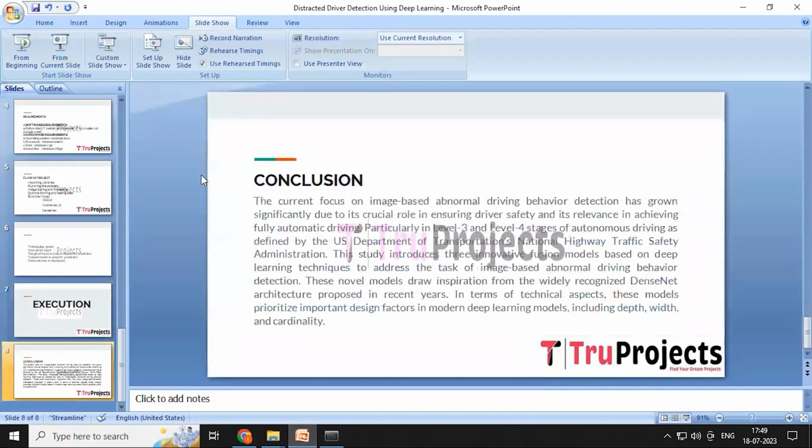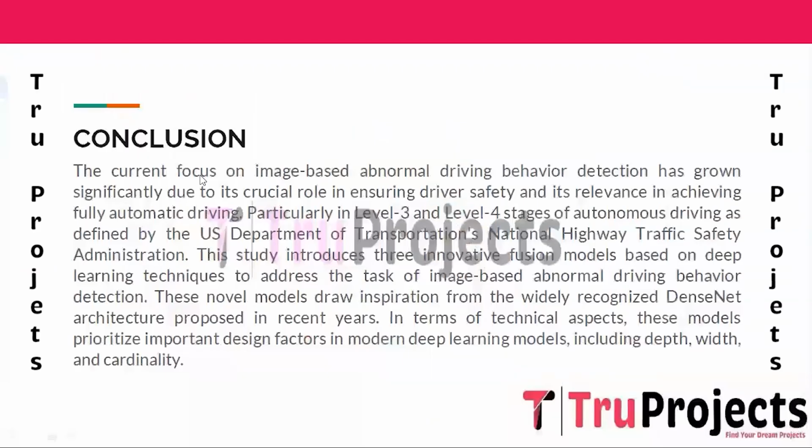And in conclusion, the current focus on image-based abnormal driving behavior detection has grown significantly due to its crucial role in ensuring the driver's safety and its relevance in achieving fully automatic driving, particularly autonomous driving as defined by the US National Highway Traffic Safety Administration.